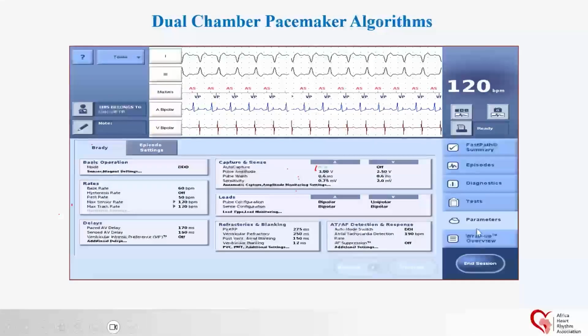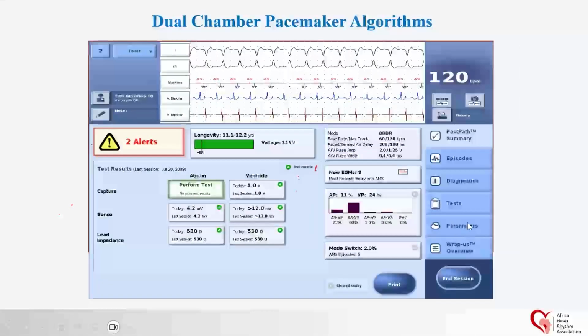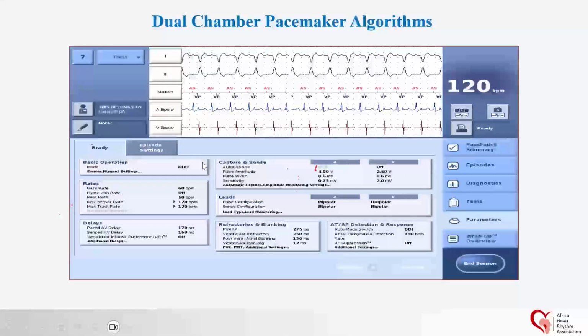So if we go to the parameters, if we want to change something, like for example the mode, we will click here, and we have the other options of modes. If we need to change the base rate, that means the minimum rate the pacemaker will pace, in this case it is 60, and the max tracking rate and max sensor rate. And if we need to activate the sensor, we need to activate it from here. We have the AV delay. That means the delays here. We have paced AV delay and sensed AV delay.